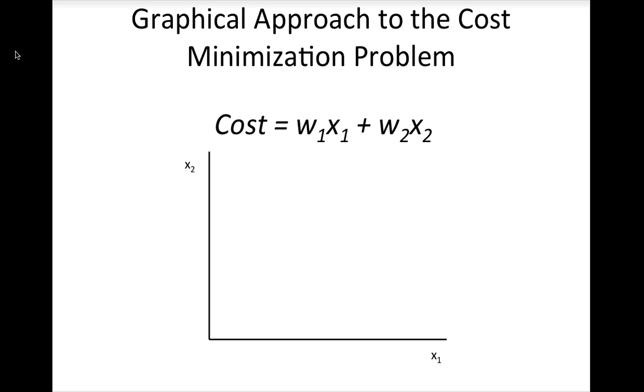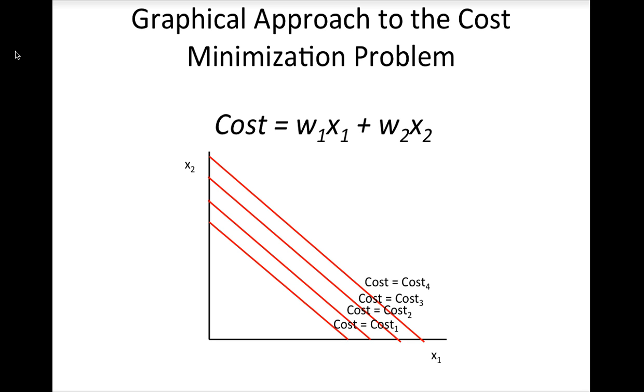One way to approach the firm's cost minimization problem is graphically. Consider the firm's cost equation. What would a graph of this function look like? For any given cost level, the graph of the cost function in x1, x2 space will be a downward sloping line. There will be a different line for each possible cost level that the firm could have. These lines are called isocost lines. Isocost lines for higher cost levels will be to the northeast of isocost lines for lower cost levels.